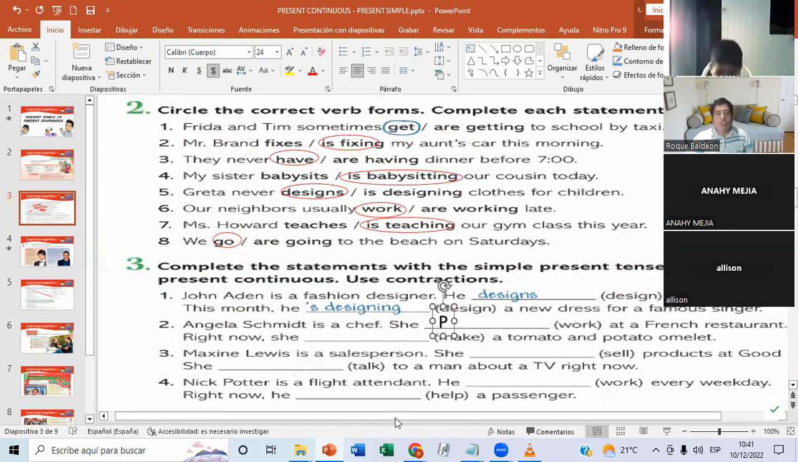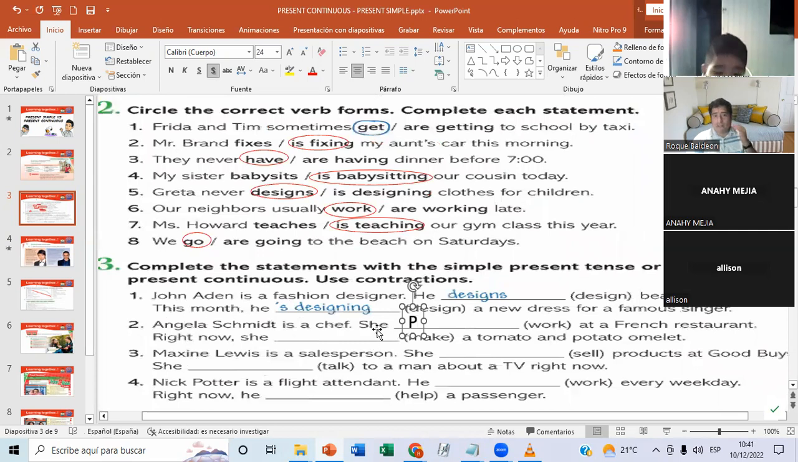Primero, dice. John Adams is a fashion designer. Ya es un diseñador de moda. Es un modista. He designs beautiful clothes this month. Diseña. O sea, ese es su routine, ¿no? Diseña beautiful clothes. Pero dice, this month. Ahora es temporary situation. Este mes, ¿qué está haciendo this month? Temporary situation. He's designing a new dress for a famous singer.